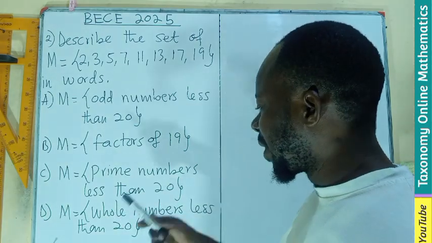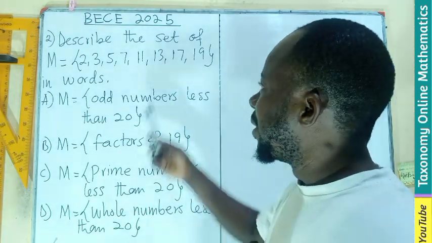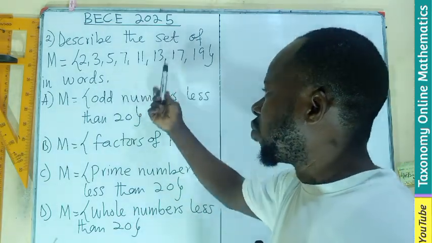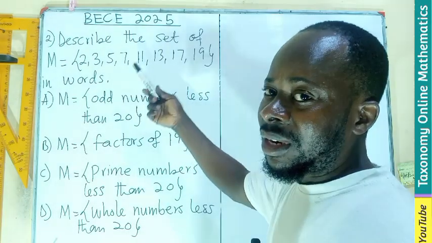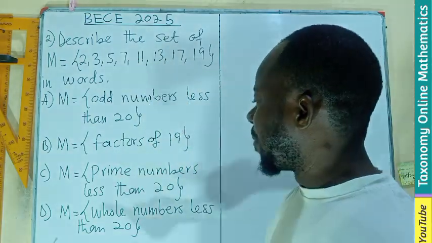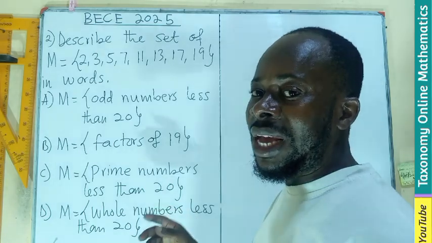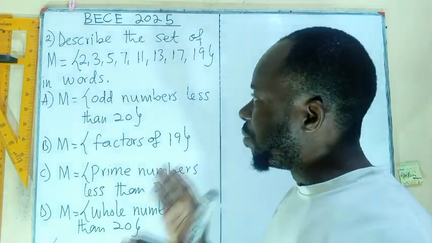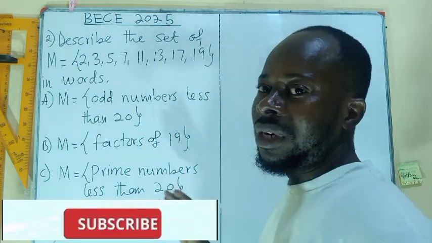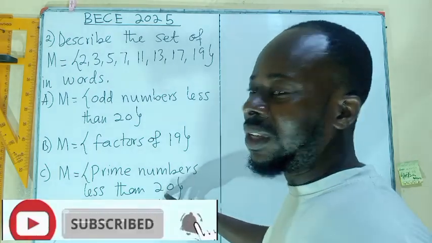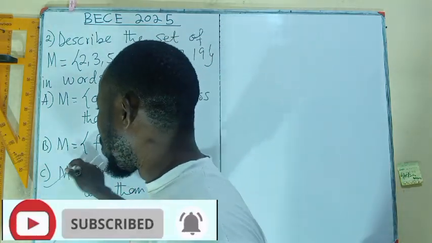Whole numbers less than what? 20. The whole numbers here could have also included 4, 6, 9, but we don't have them. Therefore, the best option we can go with here is prime numbers, which begin from 2 and end at 19, less than 20. So the concept here is to pick the option what?